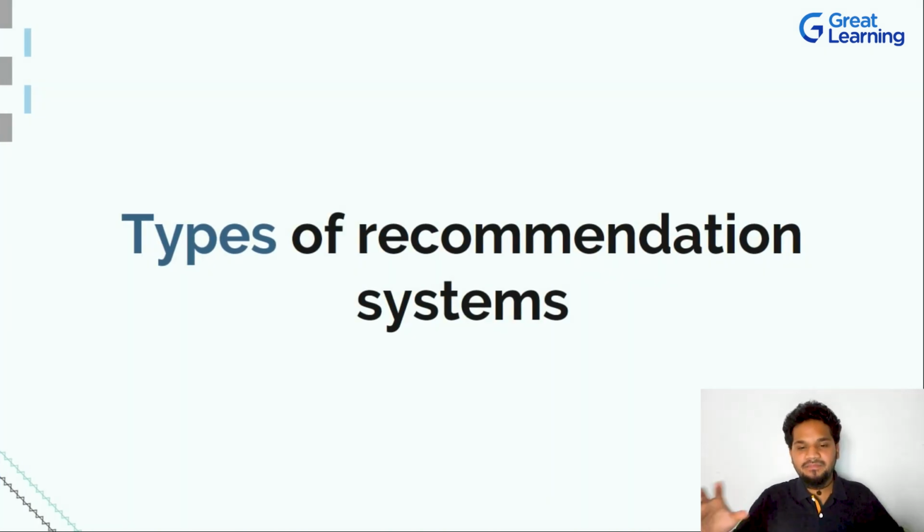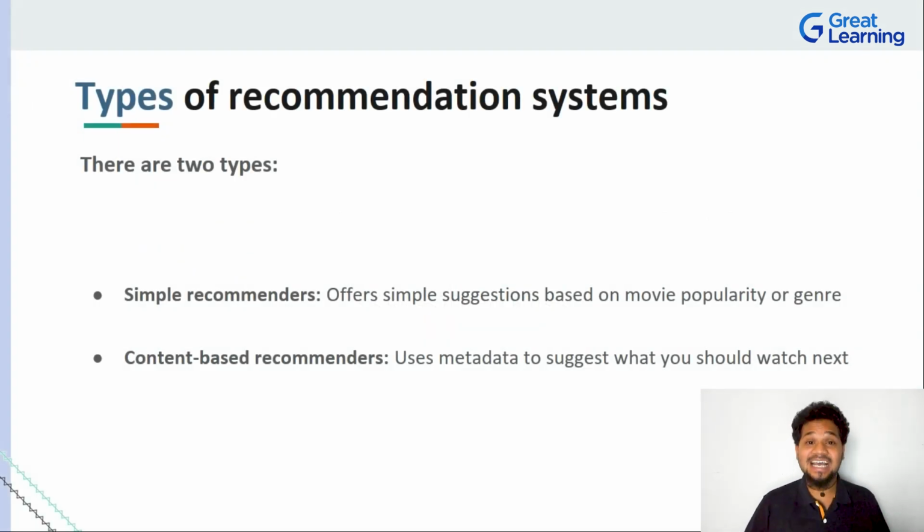But then when we are throwing the term around a lot, right? Recommendation systems. Are there any types of recommendation systems? Are they simple? Are they complex? Are there 10 types? Are there 15 types? I know you have this question. So without further ado, let me just answer the question for you guys. There are two very important types of recommendation systems that we have today, right? It's a simple recommendation system and a content-based recommendation system.